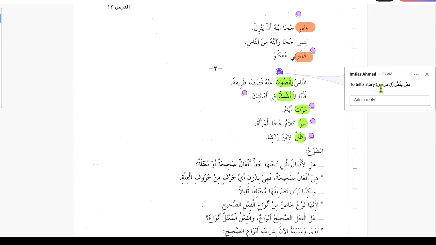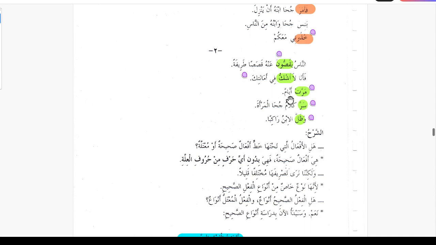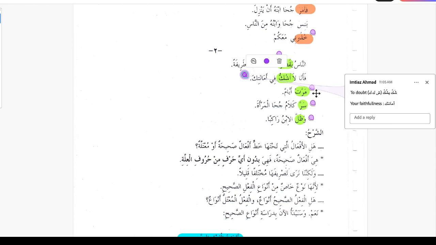We can see the second and third root letters coming twice. So in this group you will see one root letter coming twice. Ana la ashukku fi amanatika, and I have no doubt in your faithfulness. Amanatika, in your faithfulness, that you are trustworthy. So shakka yashukku, and you see the verb shakka, the second and third root letters are Kaf. So one root letter is doubling here, to doubt.